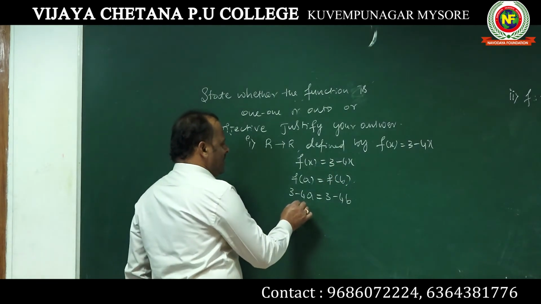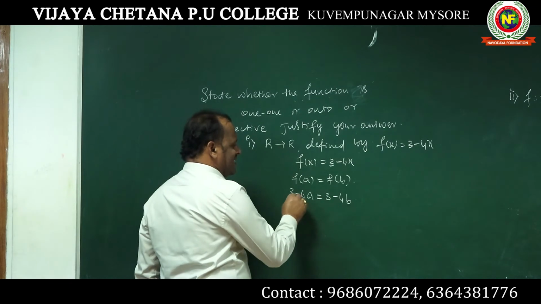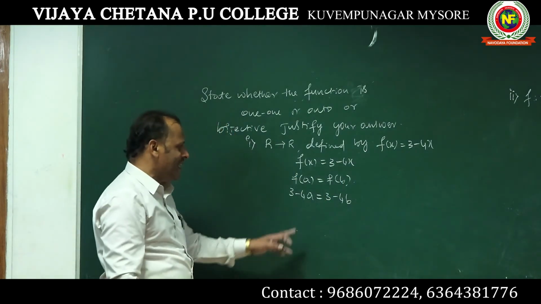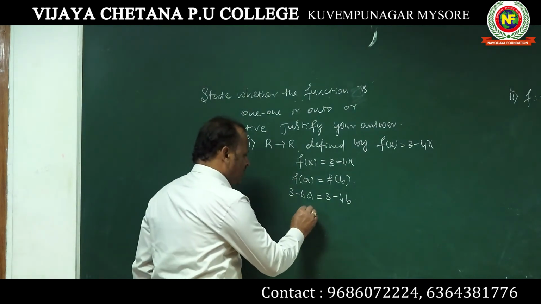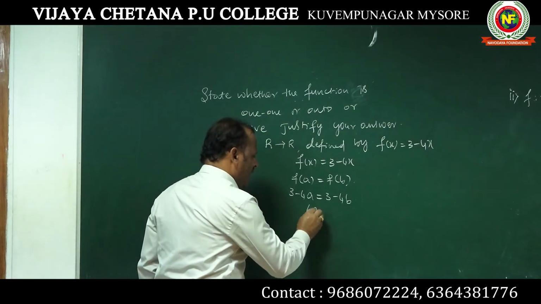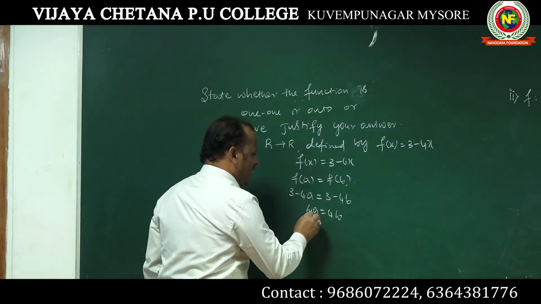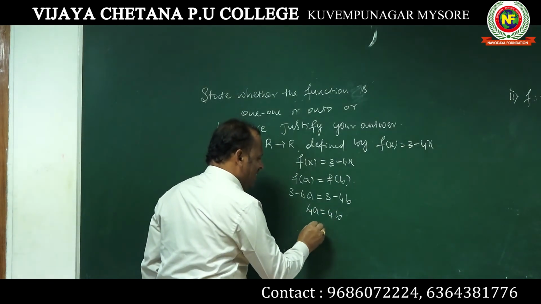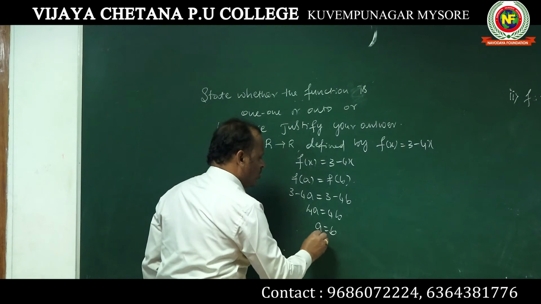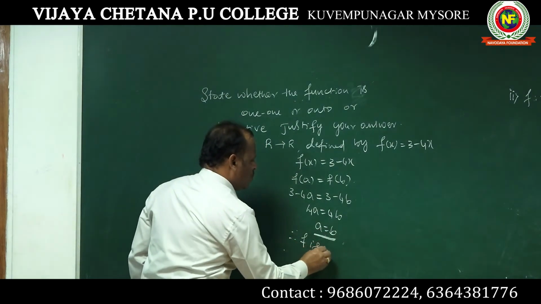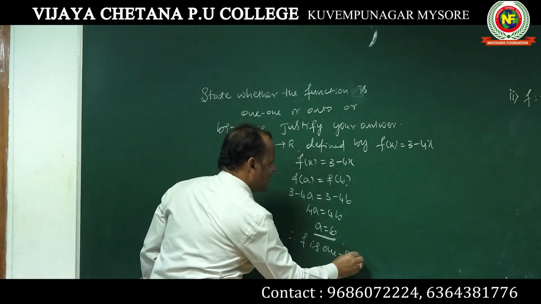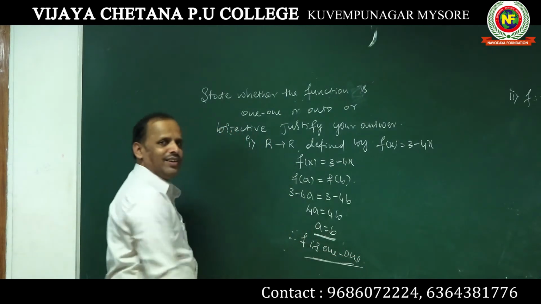Now here the 3 will cancel. Shifting 3 to the right hand side, it becomes minus 3, and plus 3 minus 3 cancels. Now it is 4a is equal to 4b and the 4 will cancel. So it is a is equal to b. a equal to b. Therefore, f is 1-1.